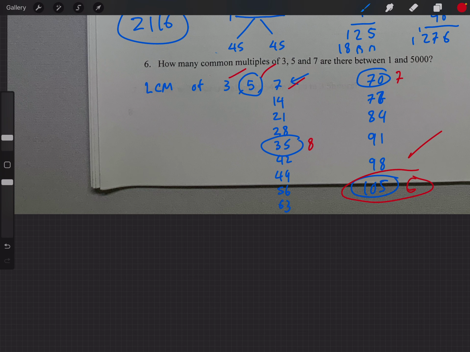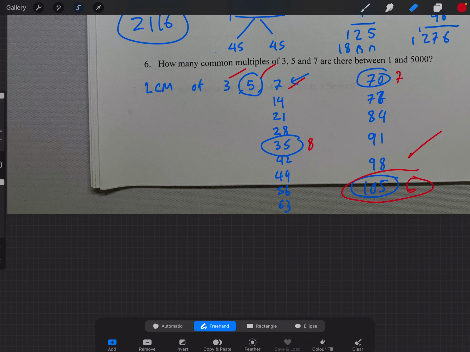So there's your number. How many common multiples? Okay, so 105 is the first lowest common multiple that can be divided by 3, 5, and 7. Now, here's the next part. That's not finished yet.